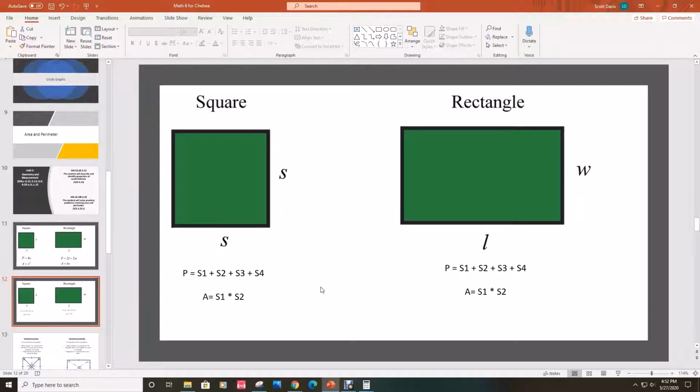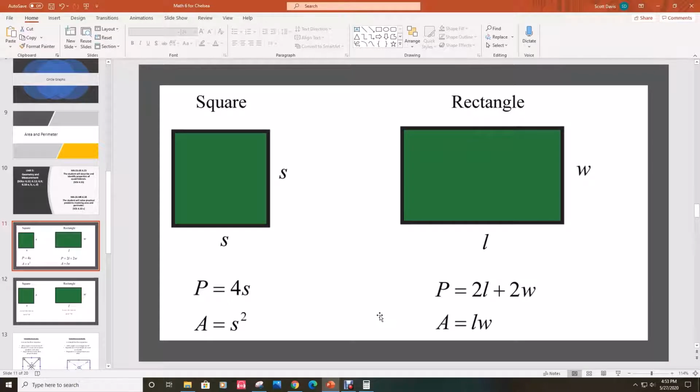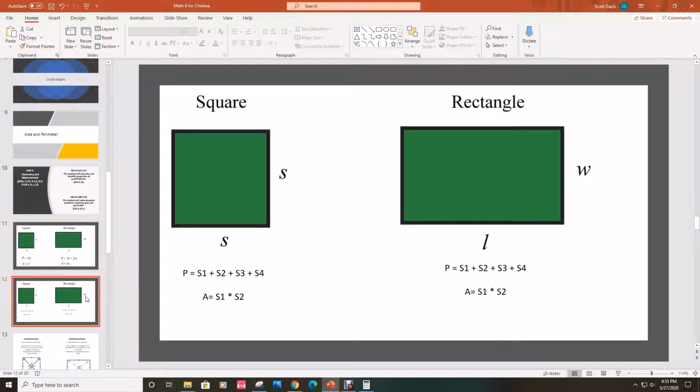I also put the formulas in a different form just to see it. When you have your original formulas, sometimes it looks a little weird when you see that perimeter equals 4S. All it means is you're adding all the sides together: side 1 plus side 2 plus side 3 plus side 4. With your rectangle, perimeter is the same thing. Now your area is technically kind of the same: it's side 1 times side 2. But they're listed differently on a square and a rectangle.